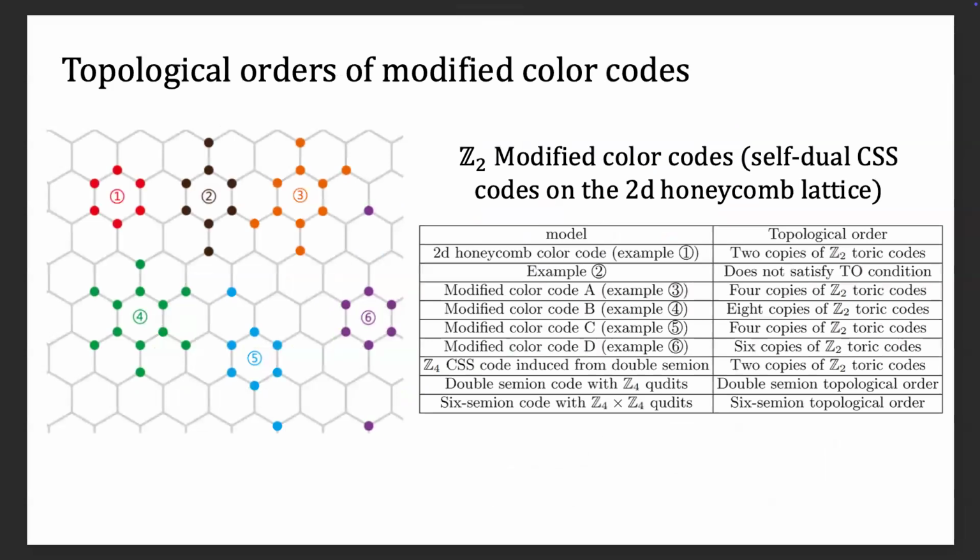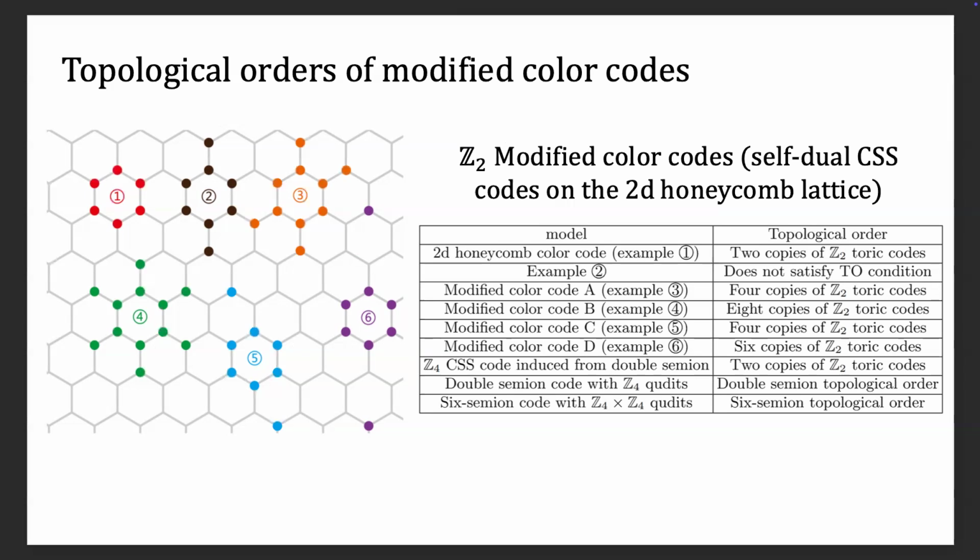Let me just show you some results corresponding to previous generalizations. Here, each number like 1, 2, 3 corresponds to one type of stabilizer model. In the original honeycomb color code, it's example 1 there. We can show there are 2 copies of a Z2 toric code. And similarly for other things, like for example, example 6 here. We have the plaquette term with 2 extra dots here. So this is my stabilizer, and this model corresponds to 6 copies of a Z2 toric code.